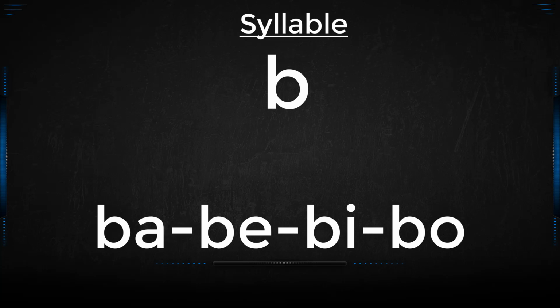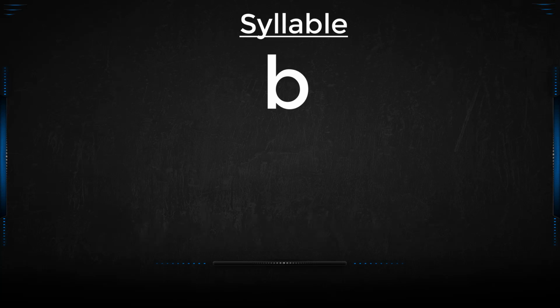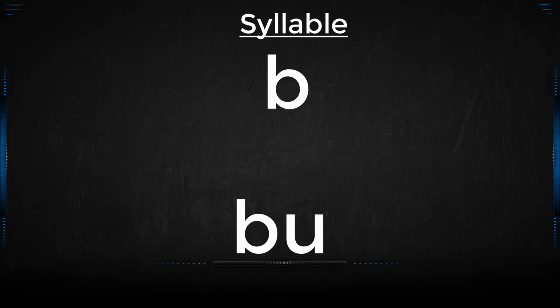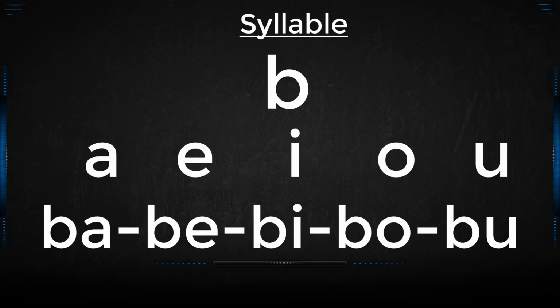Then the last one, we take the consonant B plus the vowel U. In Swahili, U is pronounced as U, so this becomes Bu. You pronounce it as Bu. So in the long run, we have Ba, Be, Bi, Bo, Bu.